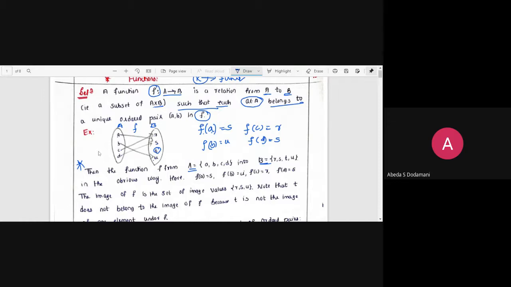Am I clear with this much definition, guys? Both G and H section.